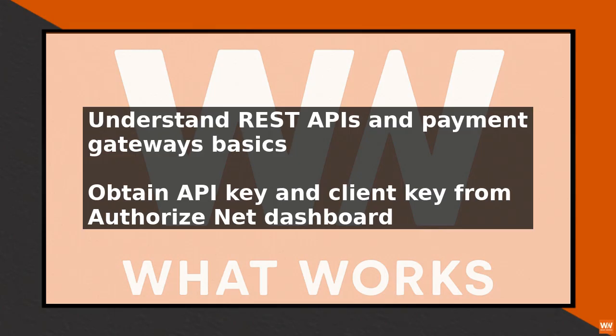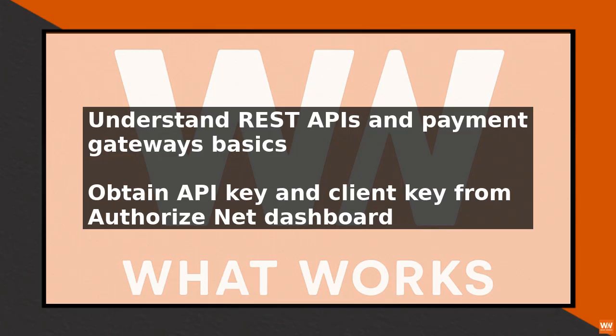Step 1: Understanding API keys and authentication. Before making any API calls, you need to obtain an API key and client key from the AuthorizeNet dashboard. These keys are used to authenticate your API requests. Make sure to keep these keys secure as they grant access to your payment processing account.